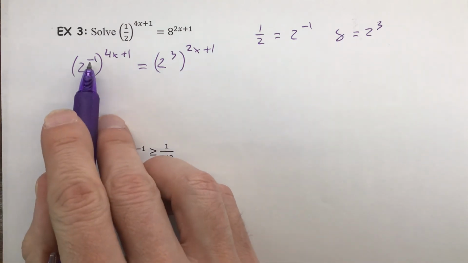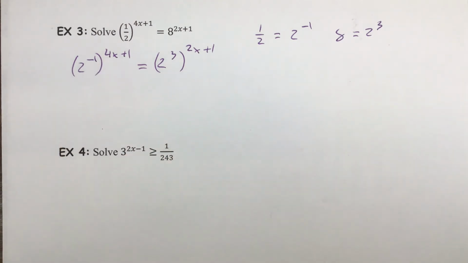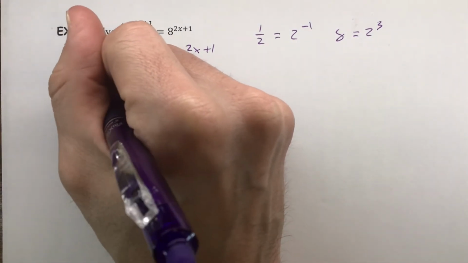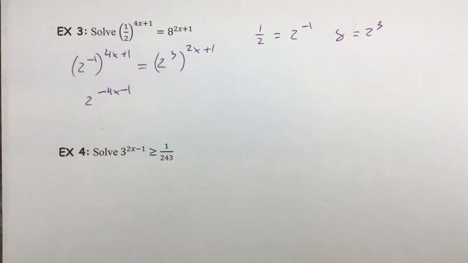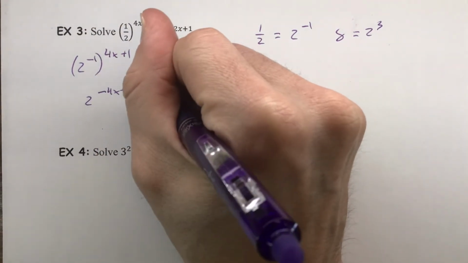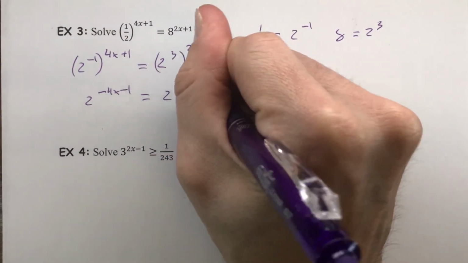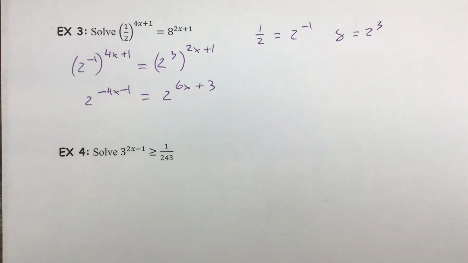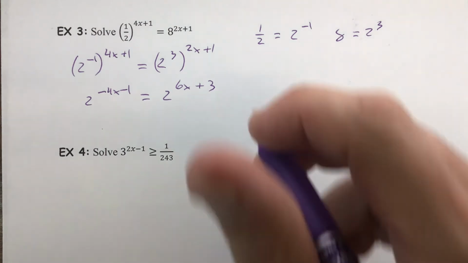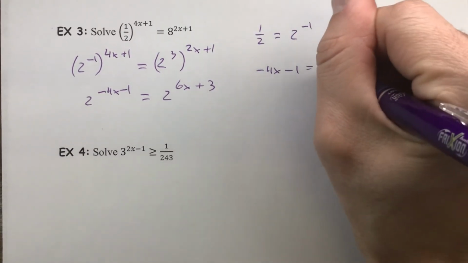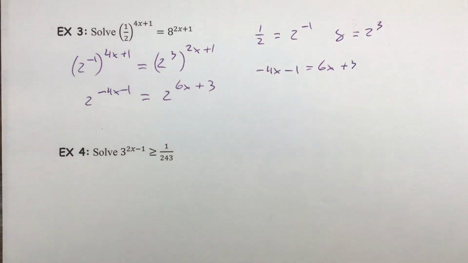When you multiply by a -1, you're really just going to change the signs there, and you are distributing because you have 2 terms. So we're going to end up with 2 to the -4x minus 1 power, which will be equal to 2 to the 6x plus 3 power. Then we can remove the base and just focus our attention on the exponents. We've got -4x minus 1 is equal to 6x plus 3.